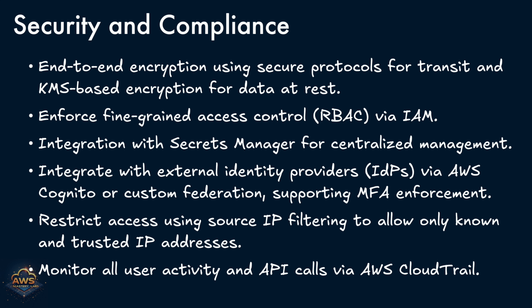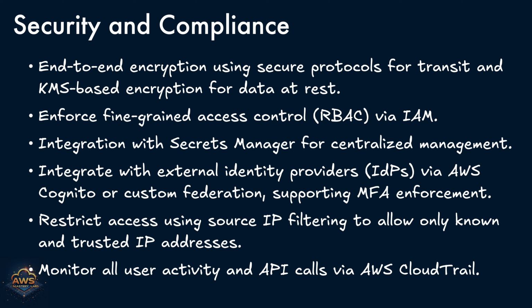Data in transit is encrypted using TLS 1.2, ensuring secure communication over SFTP, FTPS, or FTP protocols. Once files land in Amazon S3 or EFS, they are encrypted at rest using AWS Key Management Service, giving you centralized control over encryption keys and policies.